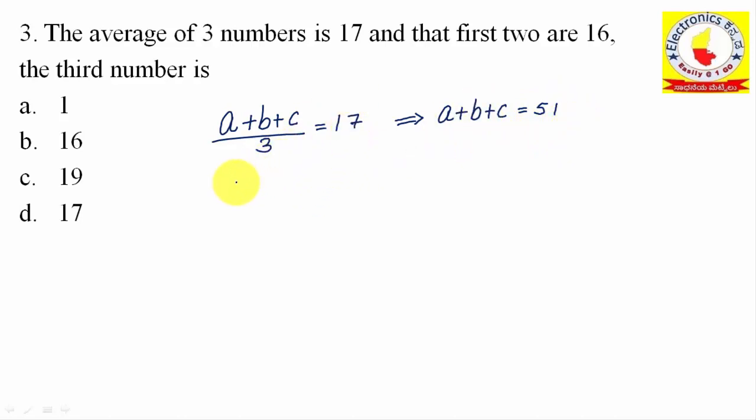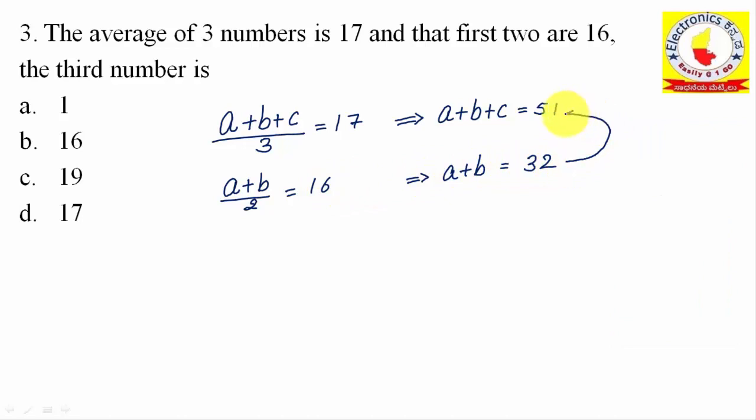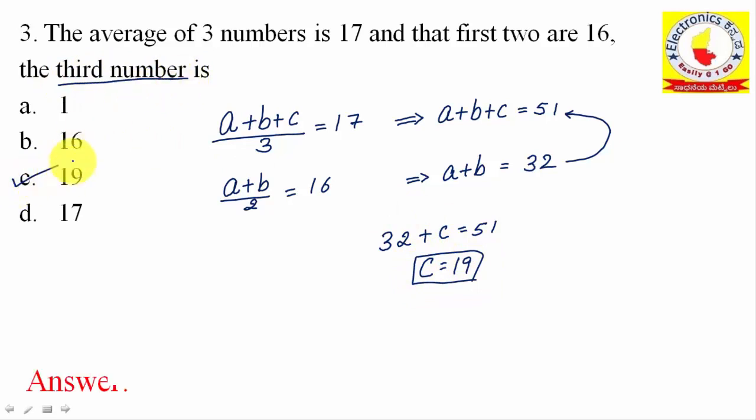Next, another statement they have given: that of the first two are 16. So A plus B whole divided by 2, which is equals to 16. That means A plus B is 2 times 16, which is 32. So substitute in this. What am I going to get? A plus B, nothing but 32, plus C, which is equals to 51. So what is the value of C I am going to get? 19. That is what they are asking. What is the value of the third number? The third number is 19.